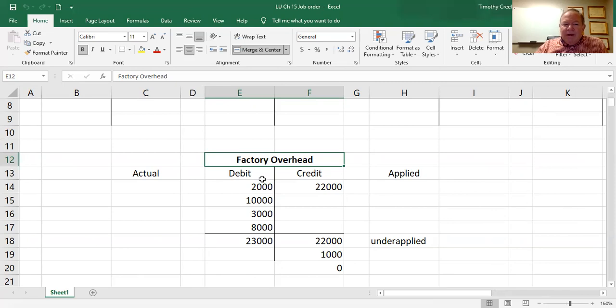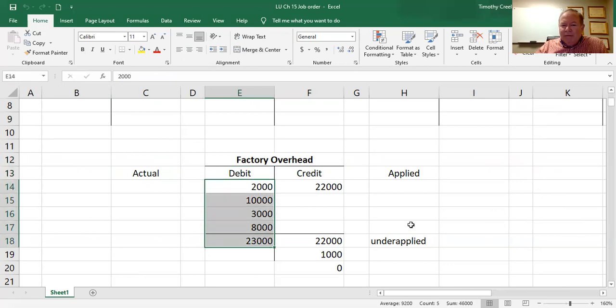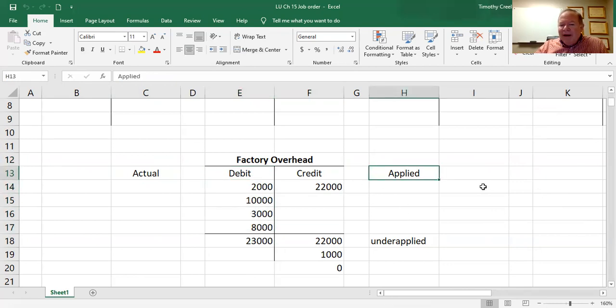One other thing here, notice that the actual factory overhead is on the debit side of the factory overhead account, while the applied factory overhead is on the credit side. What happens with companies is when they're manufacturing a product, the actual factory overhead costs come in all during the month. And what companies want to do is go ahead and price their product as it's being made, put a cost on it while it's being made, or when it's completed.